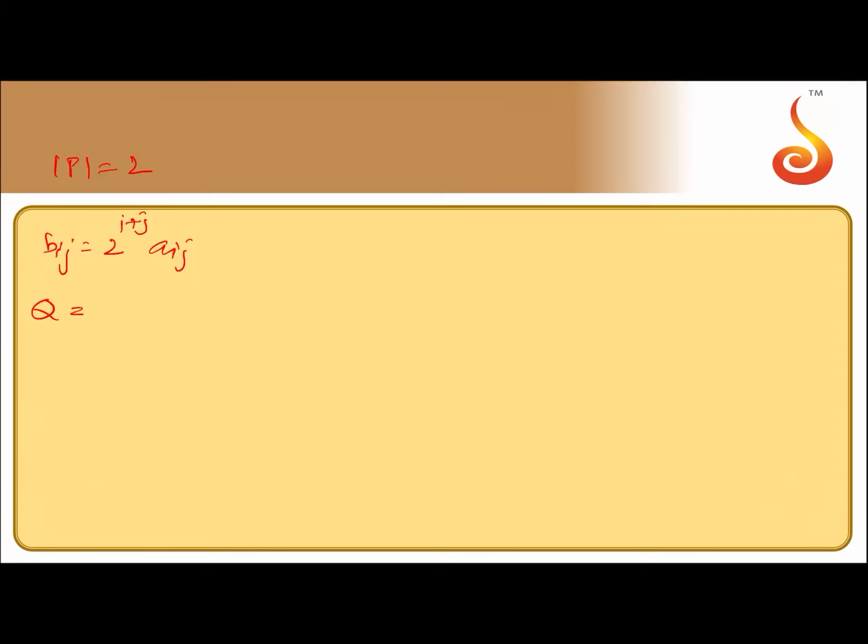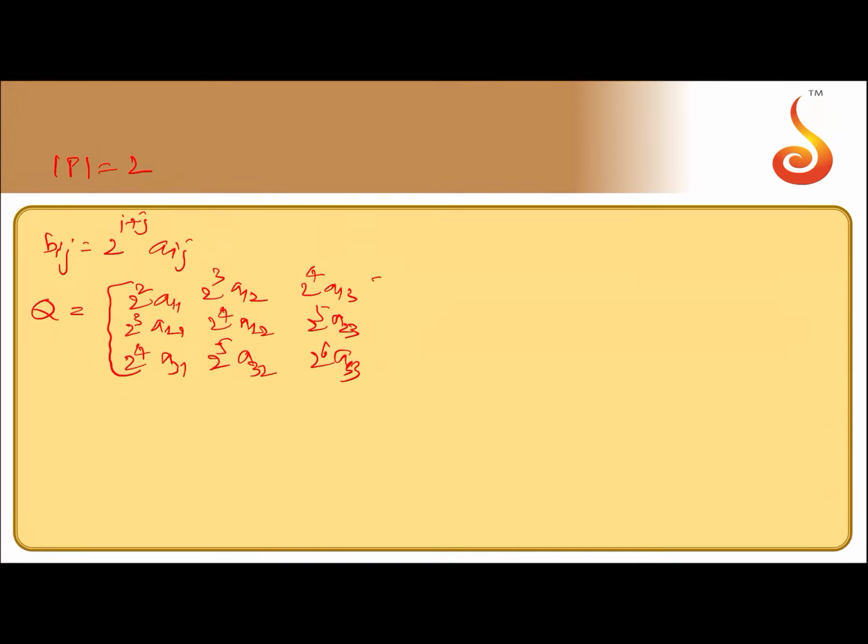Therefore we can say that the matrix Q is written as nothing but, when you add, 2 square A11, 2 cube A12, 2 power 4 A13, and 2 cube A21, 2 power 4 A22, 2 power 5 A23, and 2 power 4 A31, 2 power 5 A32, and 2 power 6 A33. So why don't you take out factors, and we would like to calculate the determinant of this one.